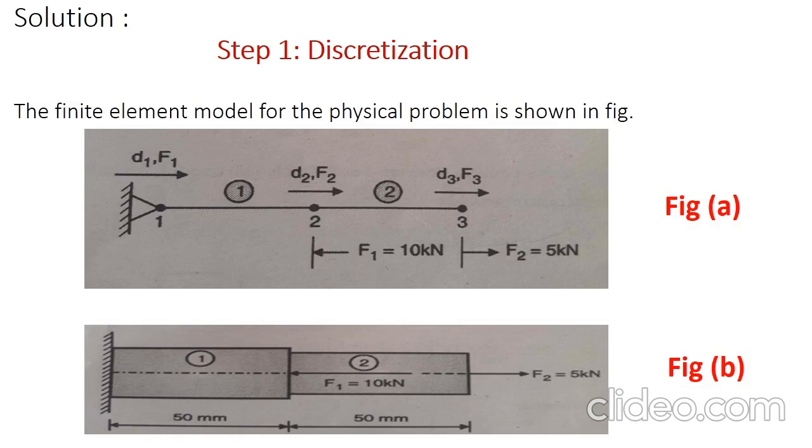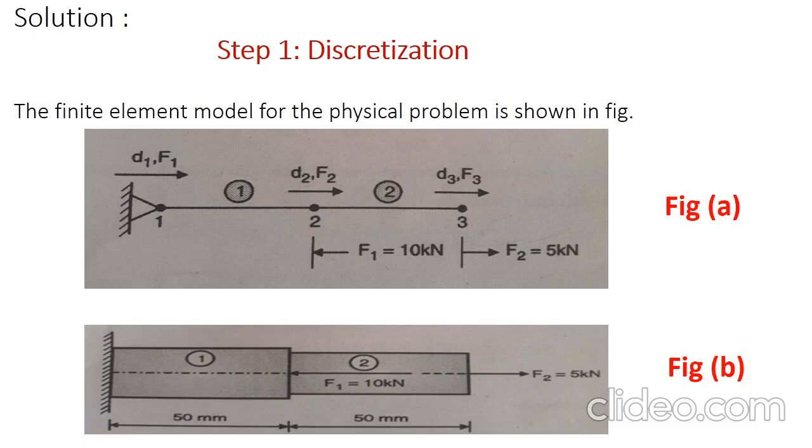What is the meaning of discretization? Discretization means we divide our continuum into a finite number of elements. Here we have only two elements. That's why figure B can be represented in terms of figure A. Figure A is nothing but the finite element model for our physical problem. The physical problem is figure B and the finite element model is figure A.